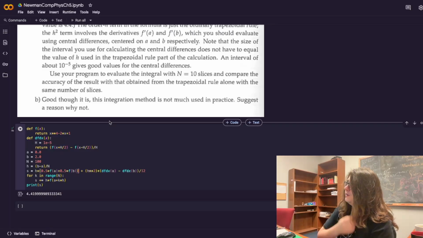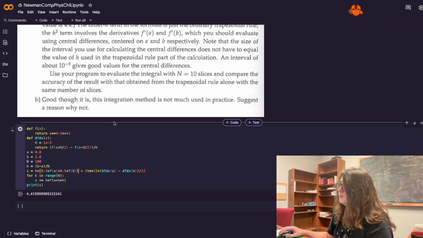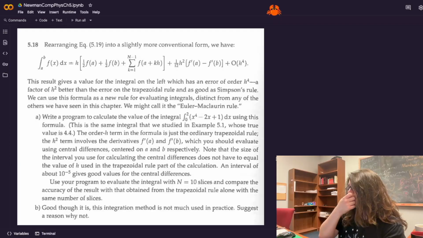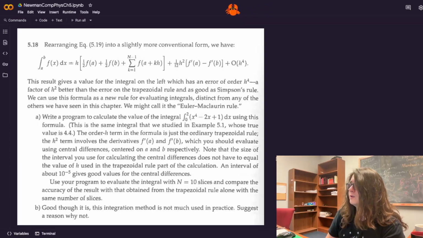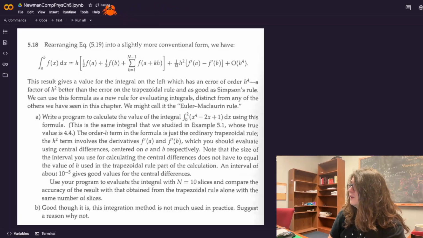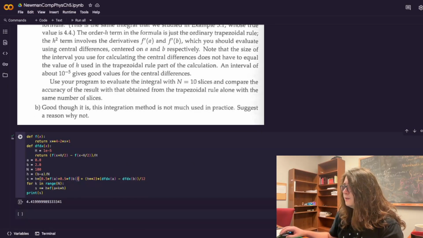And so also it asks why it's not much used in practice. Probably because talking about doing an integral, the first thing that comes to mind is not doing the derivative of whatever you're trying to do the integral of. I don't know, that probably doesn't cross people's minds very often. So, yeah.